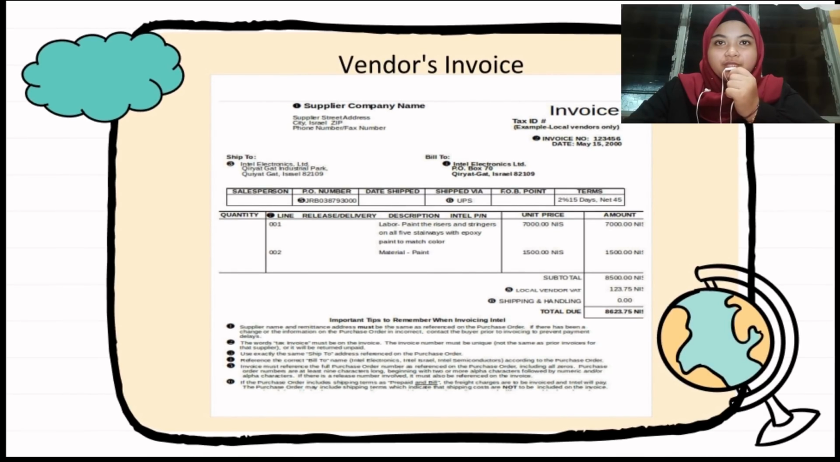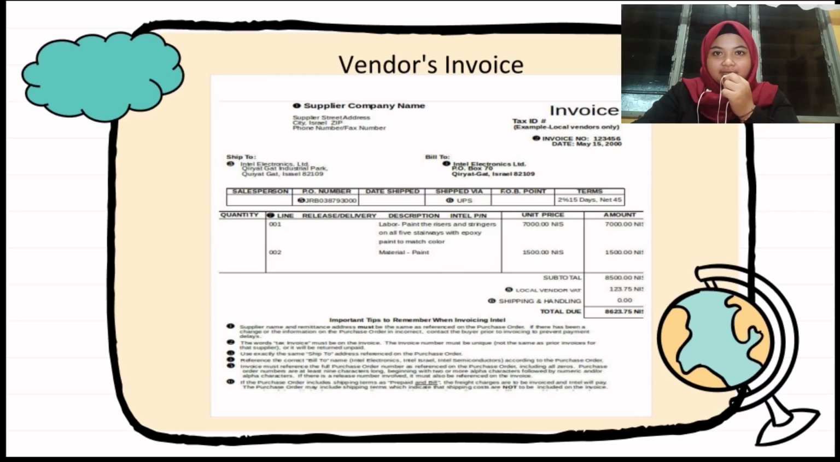The last one from me is the vendor's invoice. It is used by the vendor or supplier to send an invoice to the company that has received goods and services from the supplier on credit. This document, received by the company, shows that the company has an obligation to make payment after receiving the goods.